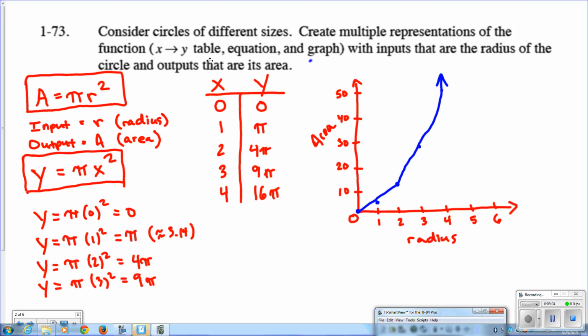So we've put an input-output table right here. We've got an equation for our function here, and we've got a graph here with inputs that are the radius and outputs of the area for our circle there.